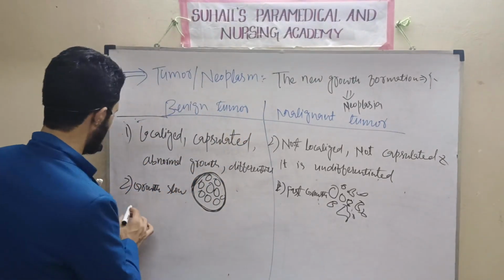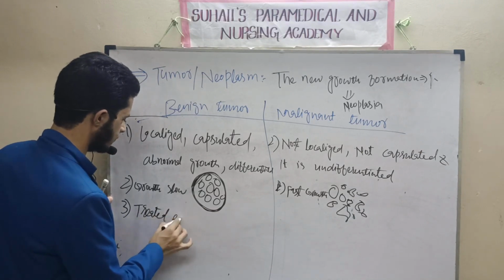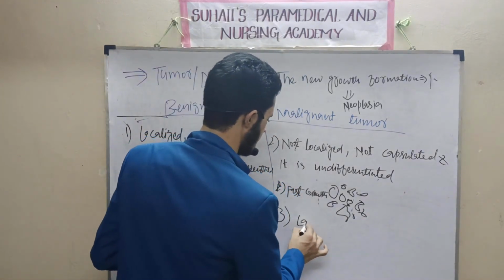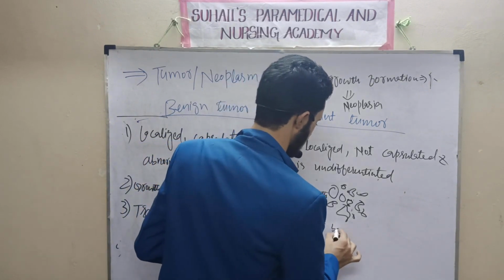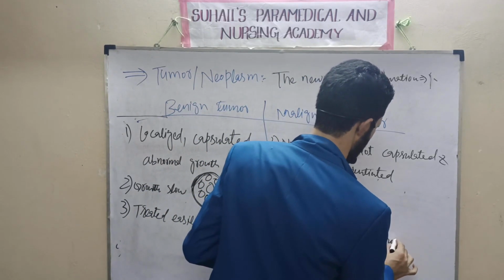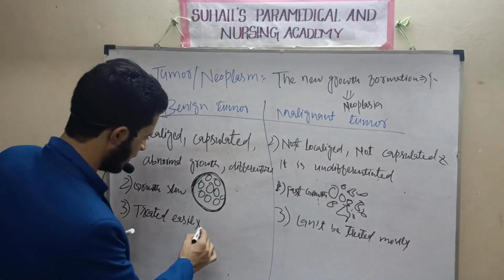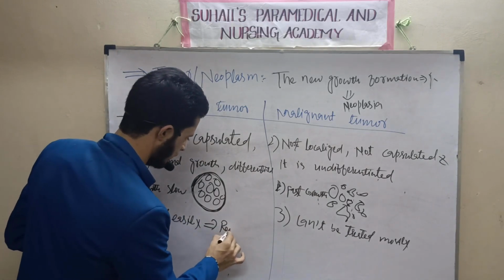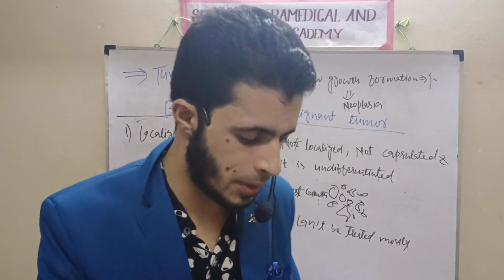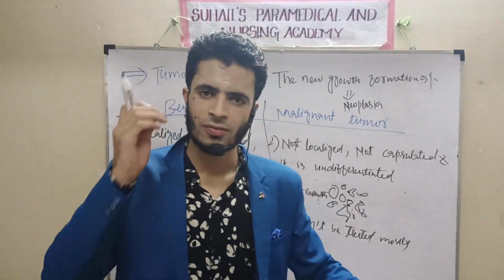One more thing, now we will talk about treatment. This can be treated easily, but this cannot be treated easily, in most cases. How? Mostly here we can treat it easily, we can remove the tumor, because the tumor is present at a localized space. We can remove this tumor easily in the case of a benign tumor. So treatment is very effective.